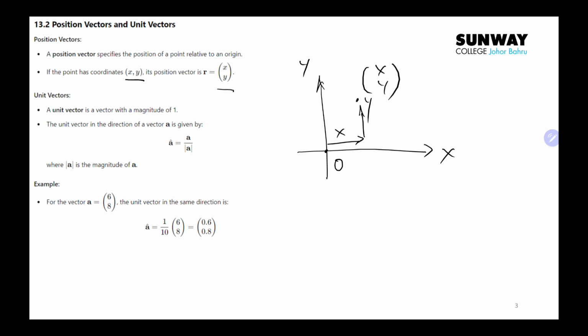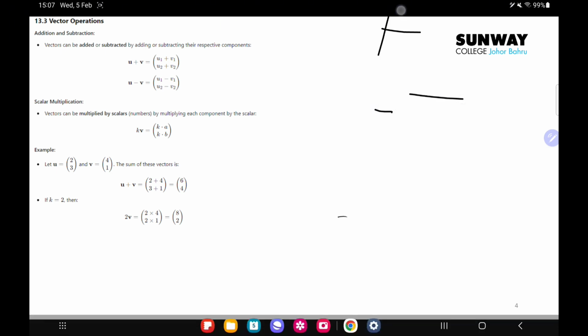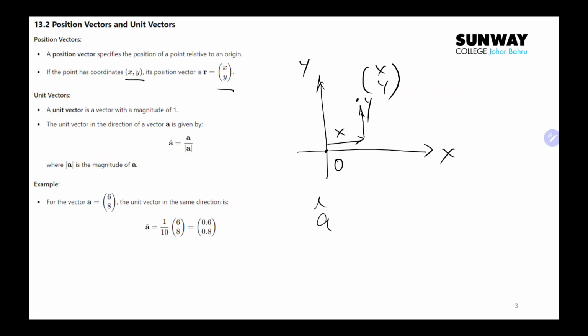A unit vector is a vector with a magnitude of 1. The way to represent a unit vector is by having a hat above the letter. It is evaluated by the vector divided by the magnitude of the vector.